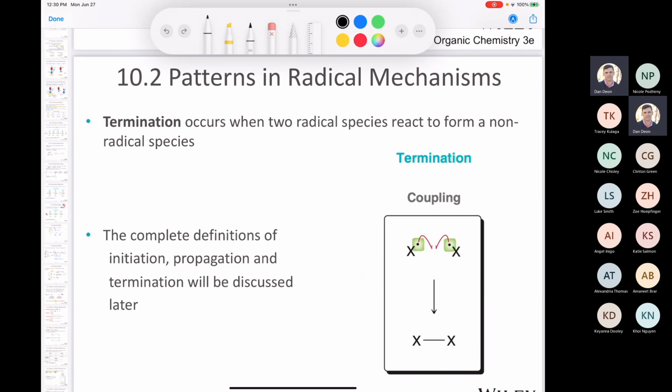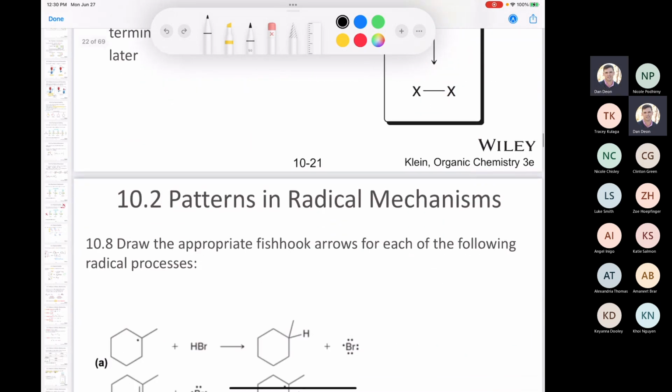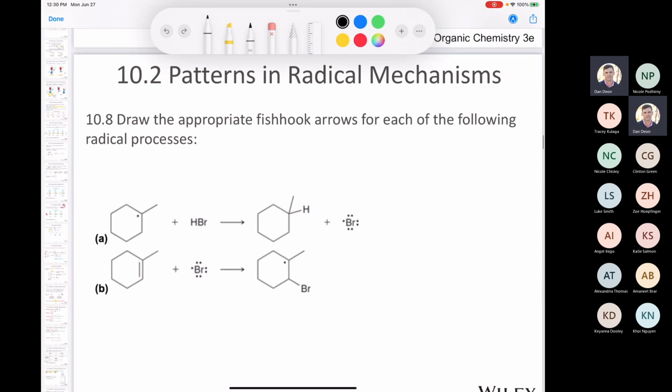So we've got all those 6 patterns that we looked at. Now we're classifying them as being either initiation, propagation, or termination. You can imagine that as we get further on in the material in this chapter, the reactions that we look at are going to start with some kind of initiation, then they're going to have some propagation steps, and then there's going to be a termination to end the whole thing. All right, initiation, propagation, termination. That's a lot of information.